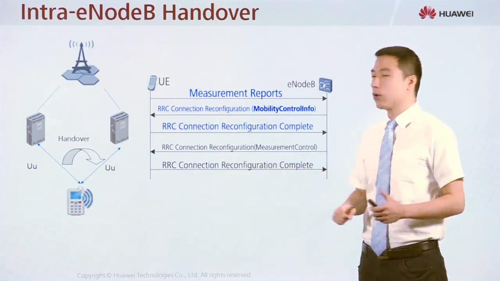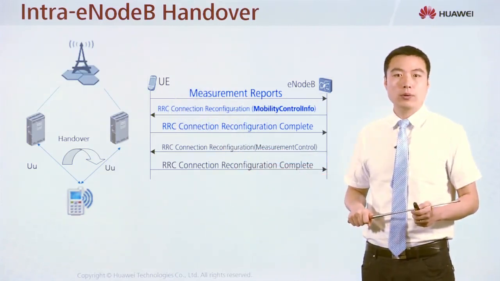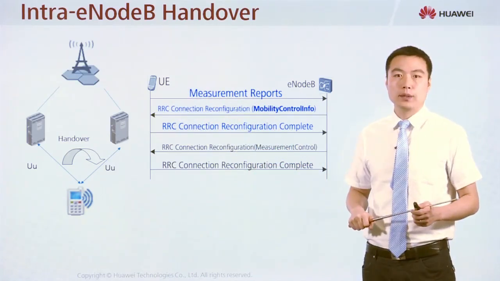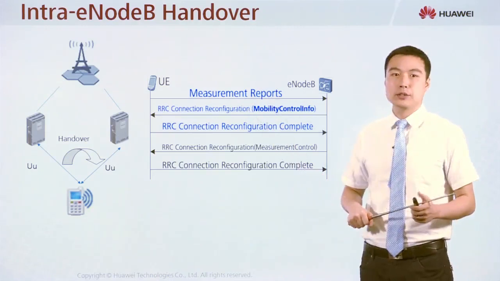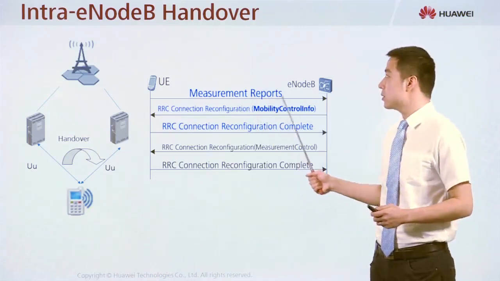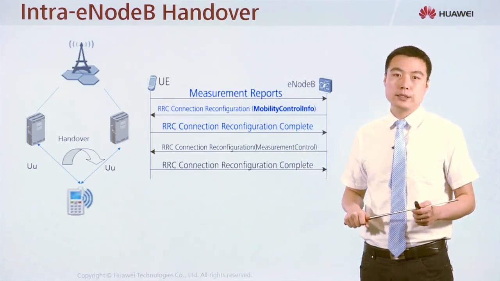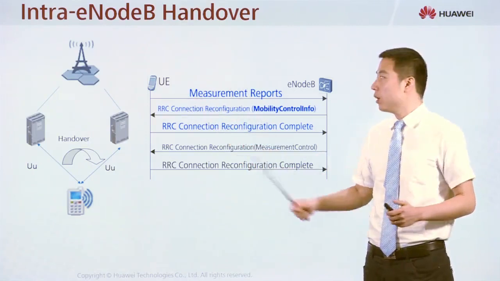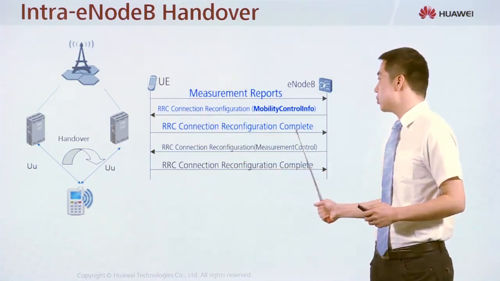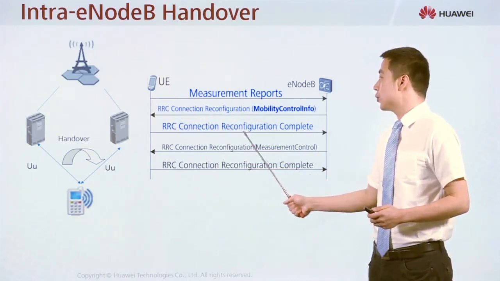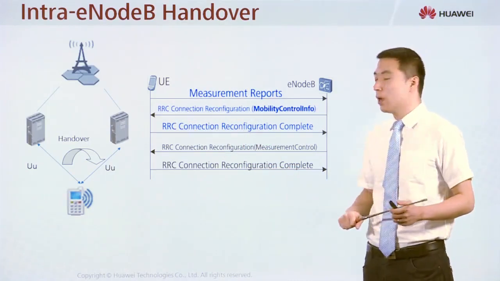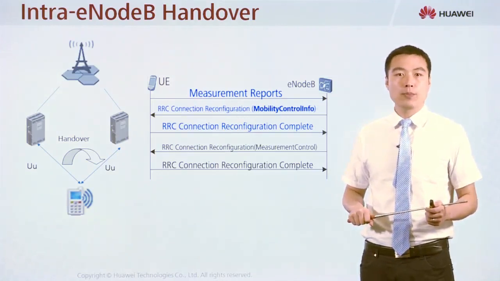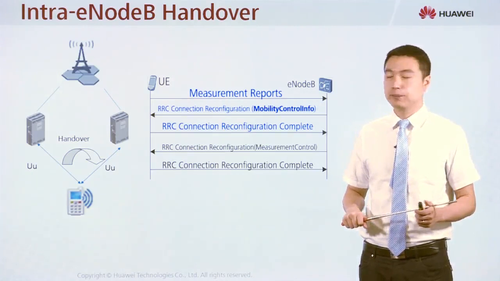When the UE receives the handover command, the UE will start the handover. The UE will disconnect from the old eNodeB and build a new connection with the new eNodeB. But in this case, the old eNodeB and the new eNodeB are the same. After the UE builds the new connection with the new cell, the UE will send the RRC connection reconfiguration complete message to the new cell. After the eNodeB receives this complete message, we consider the handover procedure complete successfully.